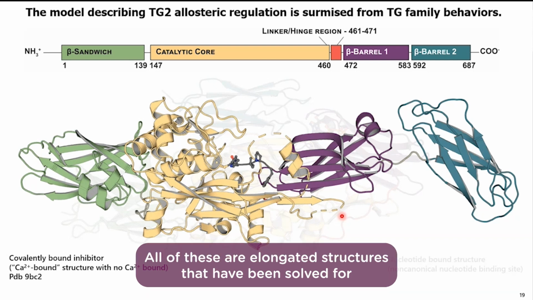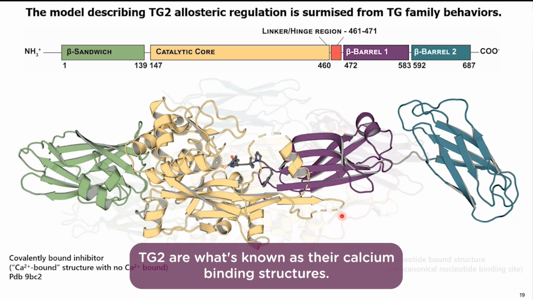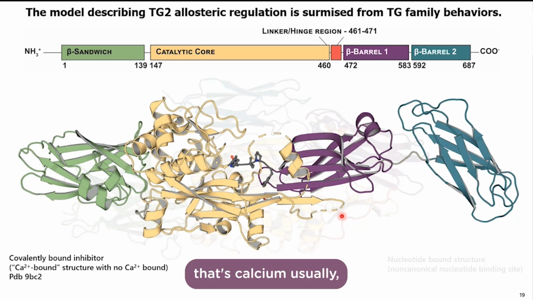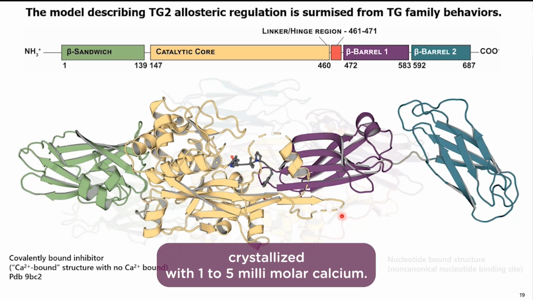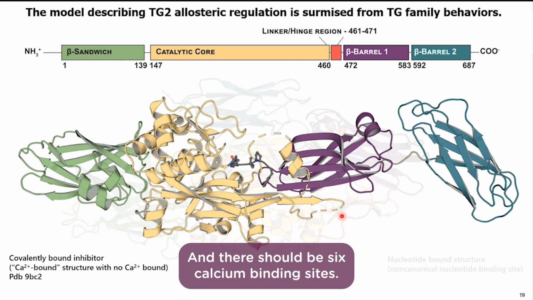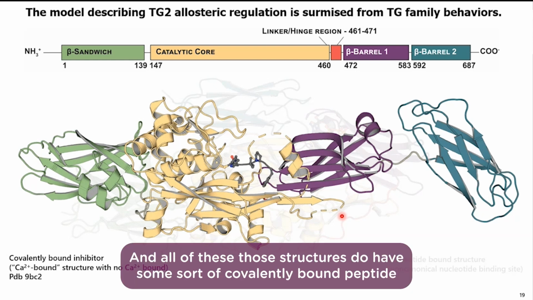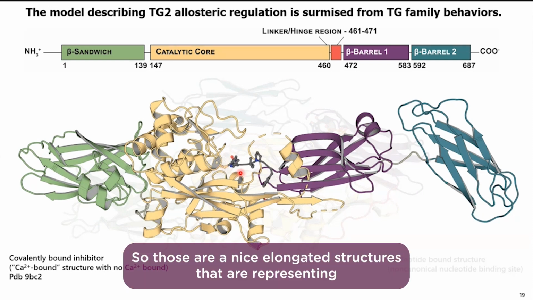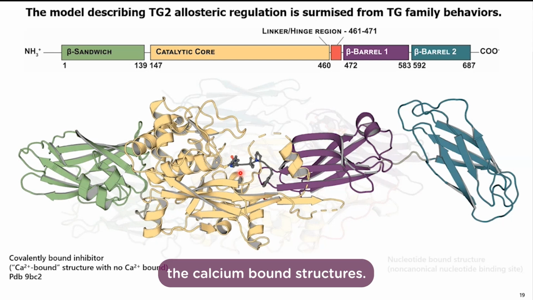All of these elongated structures that have been solved for TG2 are what's known as their calcium binding structures, even though there's no calcium that is bound in the structure. That's calcium, usually crystallized with 1 to 5 millimolar calcium, and there should be 6 calcium binding sites. And all of those structures do have some sort of covalently bound peptide mimic inhibitor that's locked right into this active site cysteine. So those are our nice elongated structures that are representing the calcium bound structures.